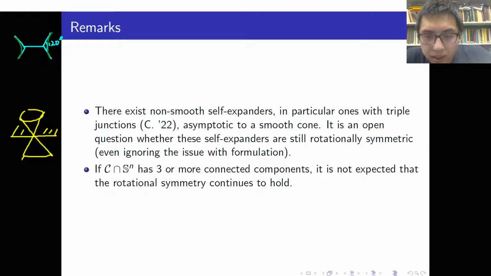Okay, so that is the smooth part of the theorem statement of our result. And I guess in the next video, as I said, I will be talking about the generalization to potential singular evolutions starting from the cone.